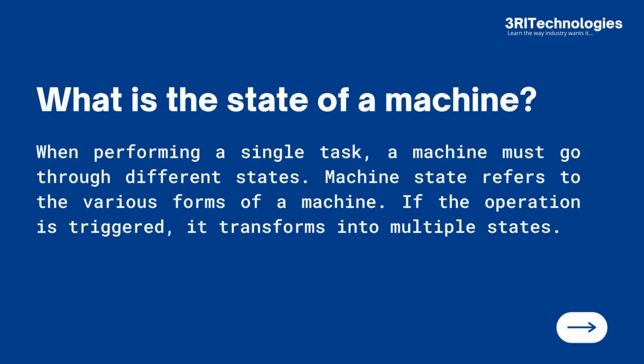What is the state of a machine? When performing a single task, a machine must go through different states. Machine state refers to the various forms of a machine. If the operation is triggered, it transforms into multiple states.